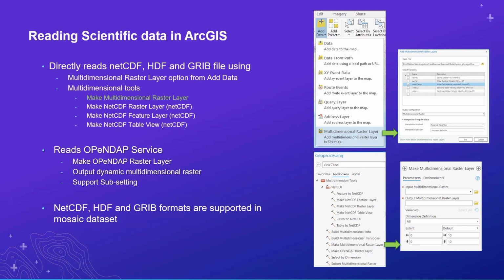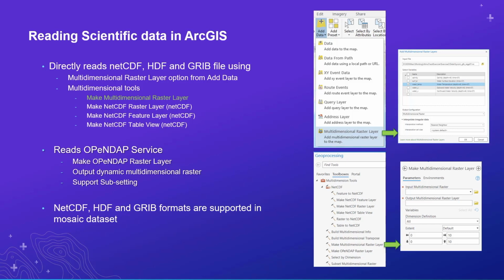So how do you read scientific data in ArcGIS? You can directly read netCDF, HDF and GRIB files using the multidimensional raster layer option from Add Data, which brings up the Add Multidimensional Raster Layer dialog, where you can specify the file, select the variable, and then you can read it directly. You also have other make tools in multidimensional tools.